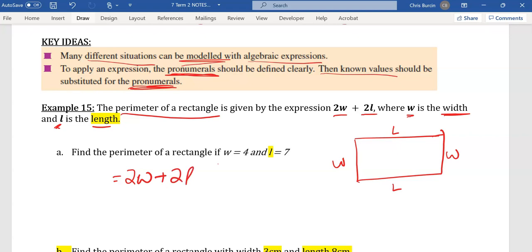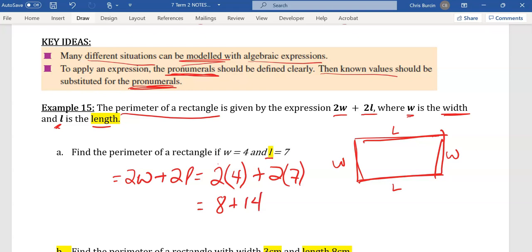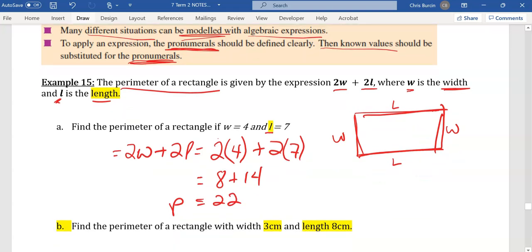And then we're going to actually put in what W and L stand for. And so that equals, that's the same as 2 times, I'll put it in brackets, what was W? 4, added to 2 times, because remember there's 2 widths, there's 2 sides, and there's 2 sides of that, 2 times 7, because 7 is the value of L. So 4 times 2 is 8, plus 7 times 2 is 14. So the total perimeter equals 8 plus 14, which is 22. So all we did was do our substitution with that.